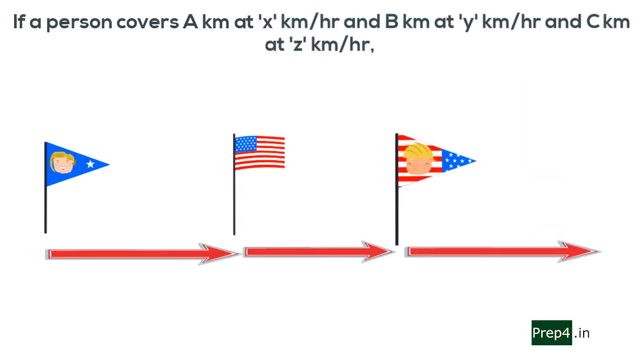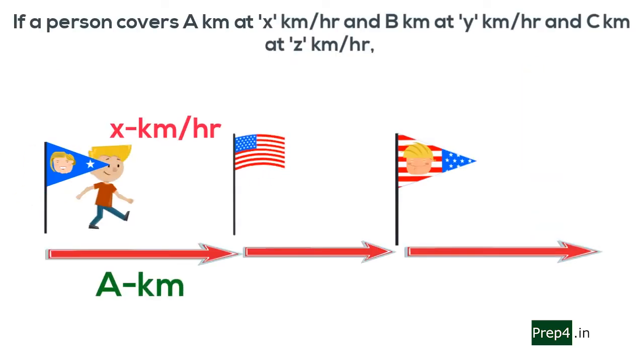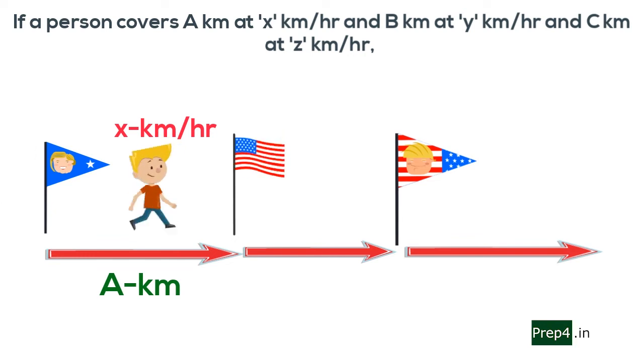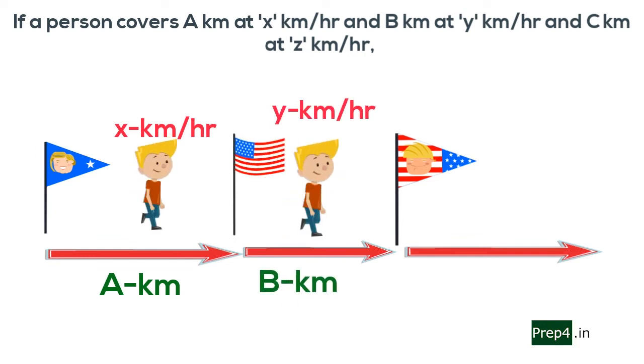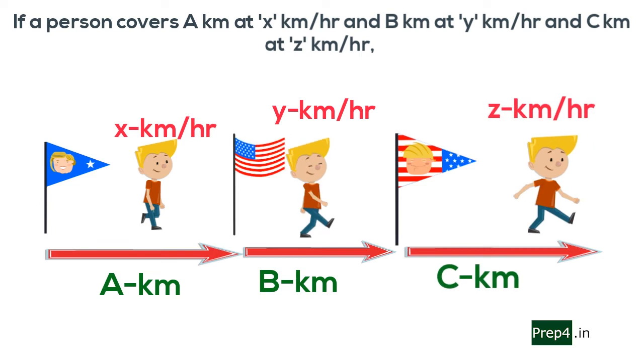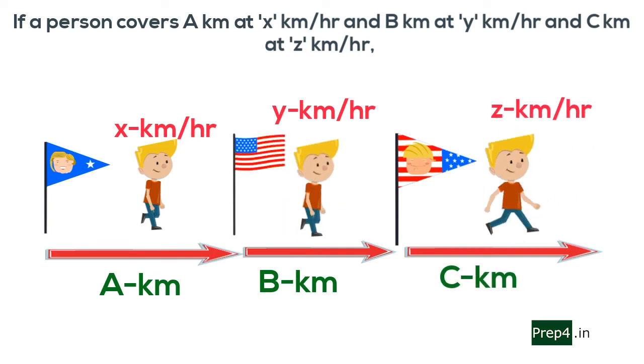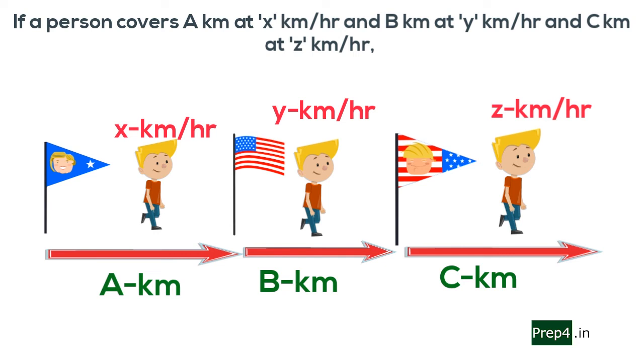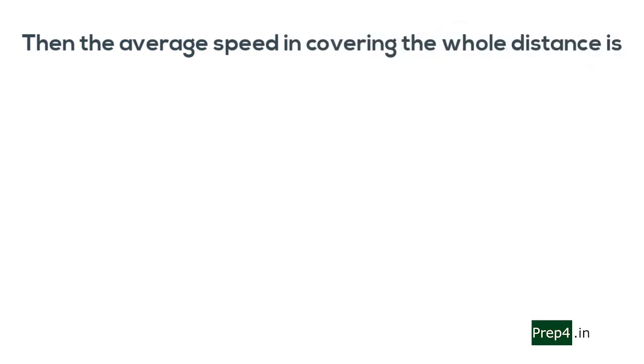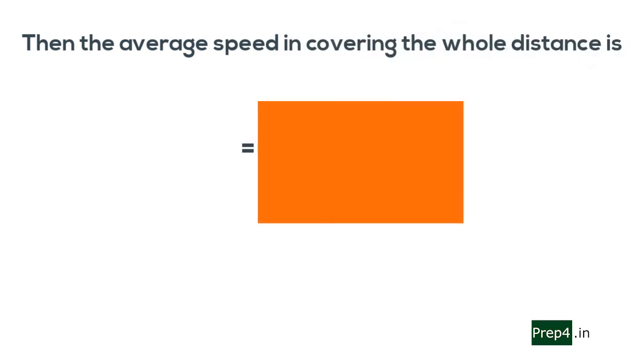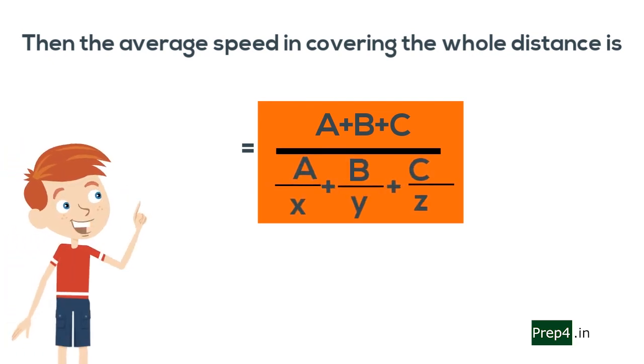So next, if a person covers A kilometer at x kilometer per hour and B kilometer at y kilometer per hour and C kilometer at z kilometer per hour, you can see as shown in the picture. Then the average speed in covering the whole distance is equal to (A + B + C) divided by (A by x + B by y + C by z).